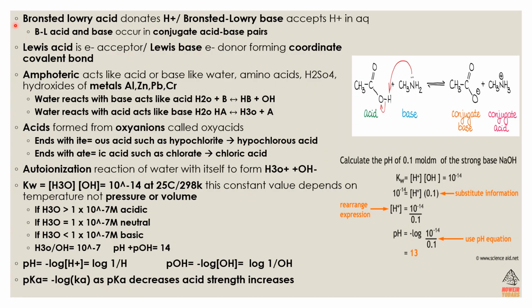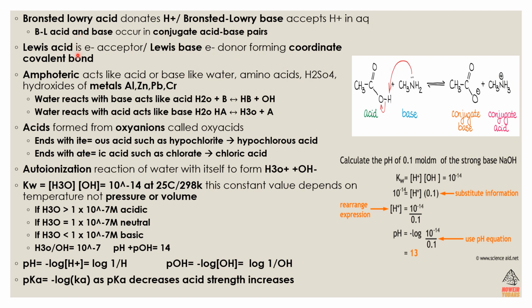So a Bronsted-Lowry acid is basically an acid that donates H plus. It donates its proton, and a Bronsted-Lowry base is a base that accepts the proton. So here, for instance, we got the acid with the proton, and then we got the base, in which the base will accept the proton. Thus, when the acid donates its proton, it has a conjugate base, right? And then when the base accepts the proton, it has a conjugate acid.